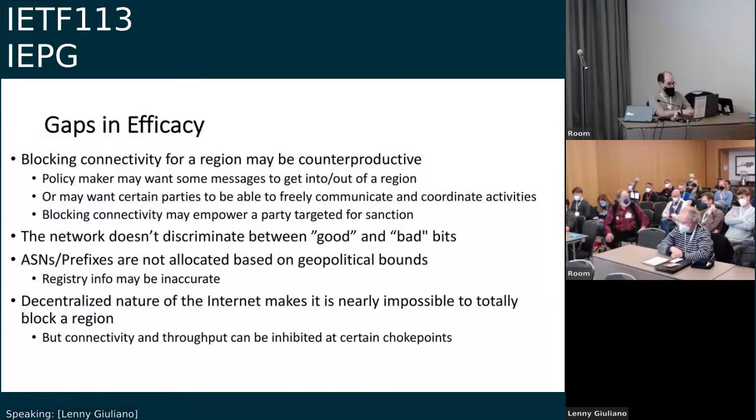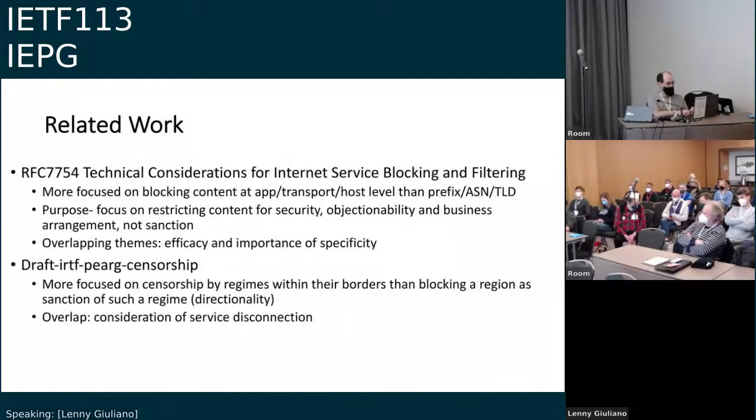Also, the internet is by design decentralized. And that makes it nearly impossible to completely block a region. That's a feature, not a bug of the system. But you can put a good dent in connectivity and throughput at certain checkpoints.